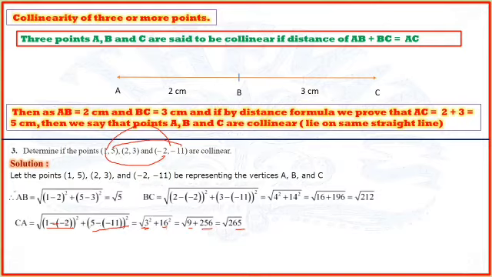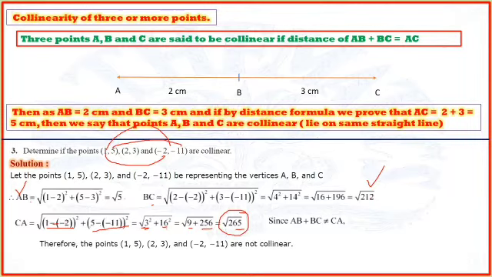Now you can see we have found everything: AB, BC and CA. Now look here, if we are adding AB plus BC, that is √5 plus √212, it is never equal to √265. So we say that A, B, C are not collinear. These are non-collinear points.